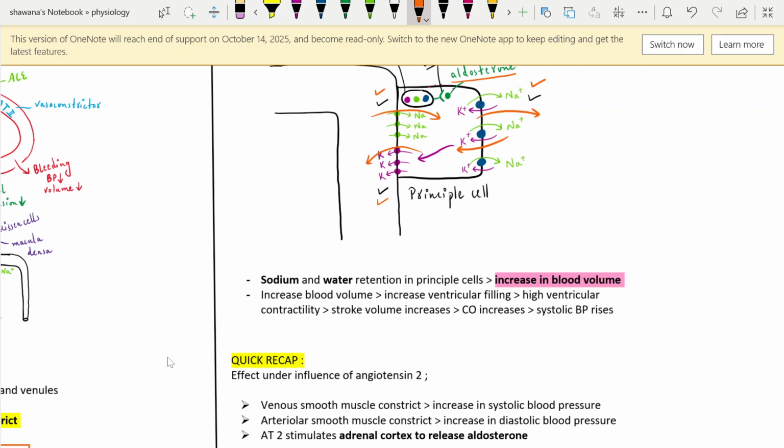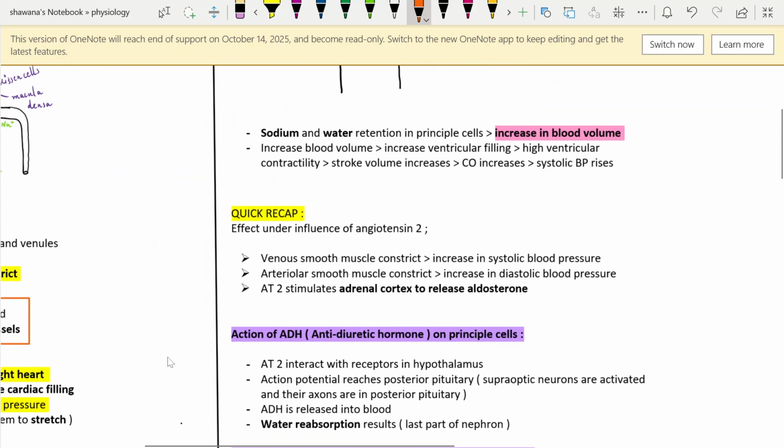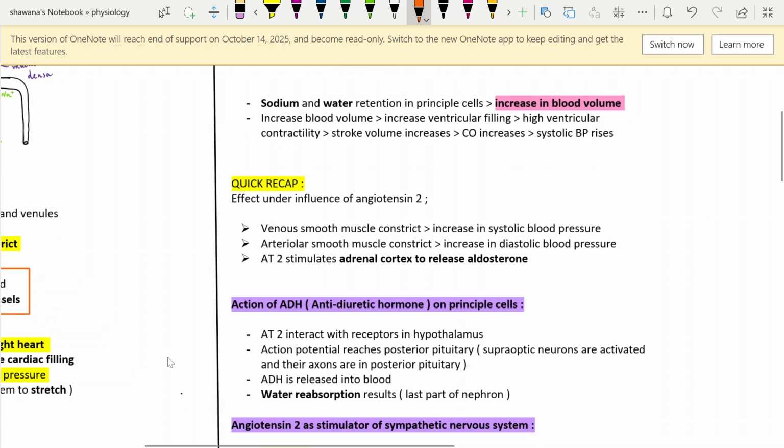It will cause increase in the ventricular filling, higher ventricular contractility, higher stroke volume, higher cardiac output, and increase in the systolic blood pressure. Let's revise it. Under the influence of angiotensin 2, the venules will constrict, it will cause increase in systolic blood pressure, and arterioles will constrict, it will cause increase in diastolic blood pressure, and adrenal cortex is stimulated to release aldosterone, it will cause increase in the blood volume due to the retention of sodium and water.